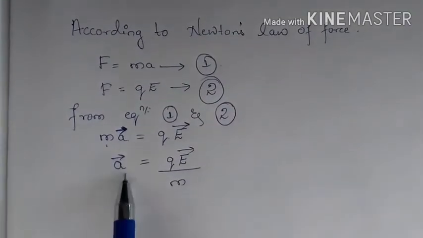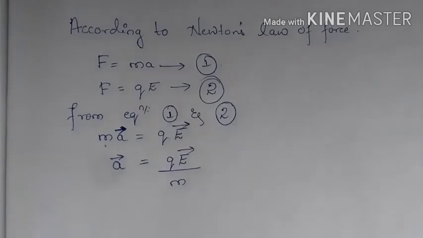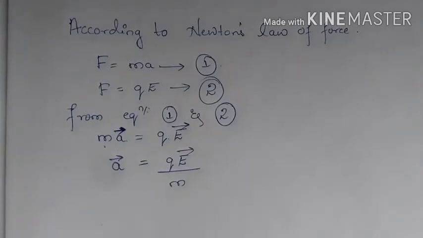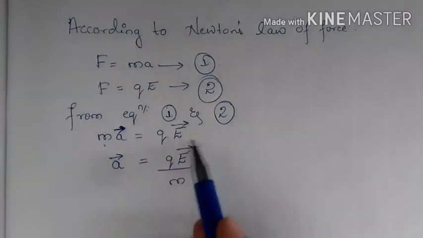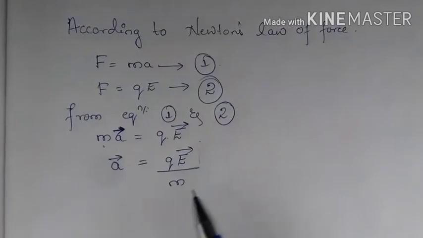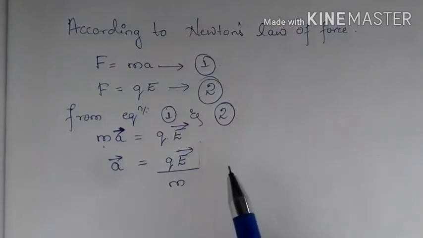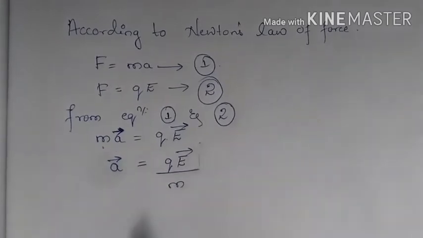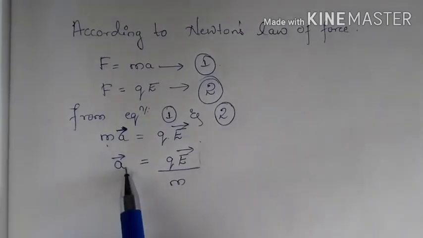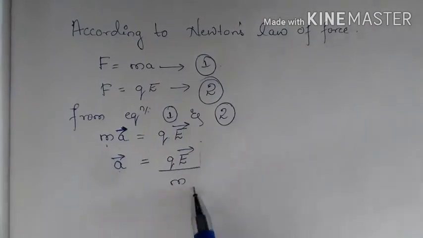So I am writing the equation in terms of a because we need to find how the particle is accelerated uniformly in the given field. So field means electric field. So here we are using the electric field. We are not using the magnetic field yet. So hence we got a is equal to QE by m.